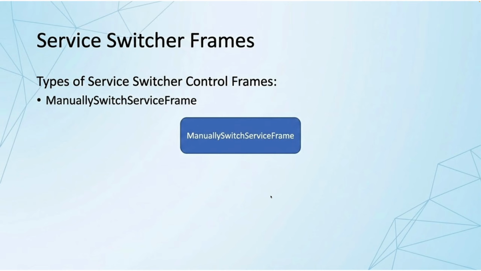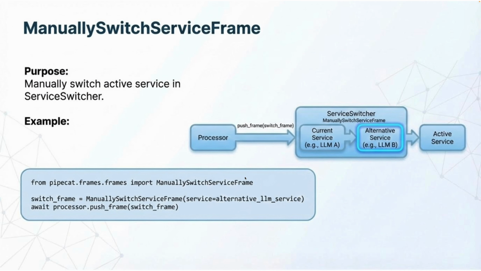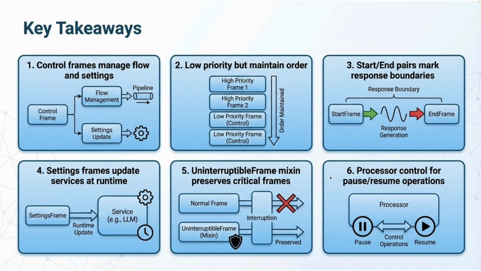Then we have the service switcher. In case you want to switch certain services, we have this service switcher control frame. The manually switch service frame, if you want to, let's say, switch from one LLM to some alternate LLM, we can use this manually switch service frame, and we are pushing it. So yeah, you can see this.